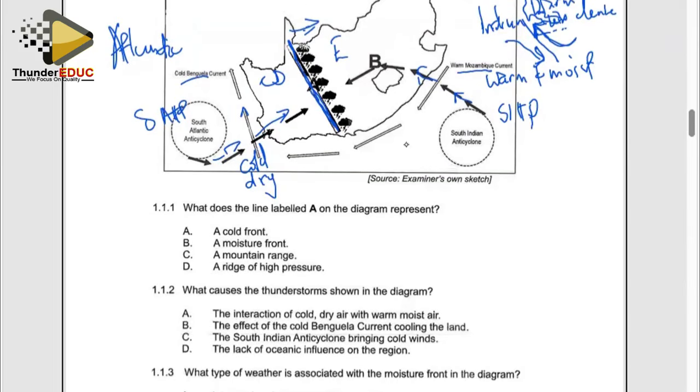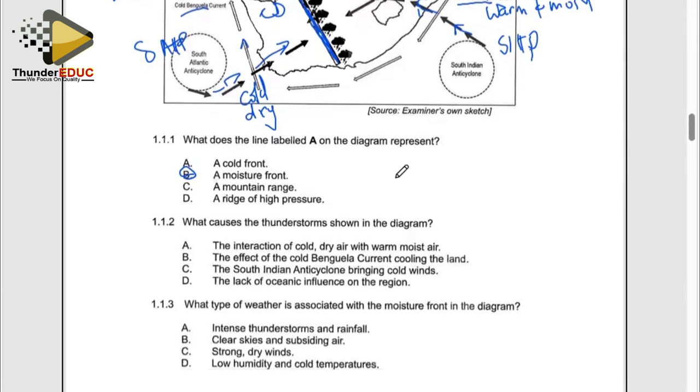Whenever I'm talking about this line here, this blue line that I have indicated here, I have explained what kind of line it is. It is called a moisture front. Right. Then number 112, what causes the thunderstorms shown in the diagram? The thunderstorms are caused by the interaction of cold, dry air with warm, moist air. Our response is A. The interaction of these two air masses will result in the thunderstorms.